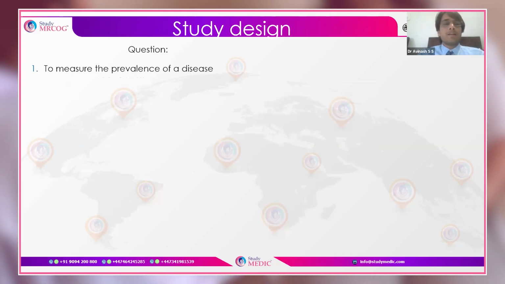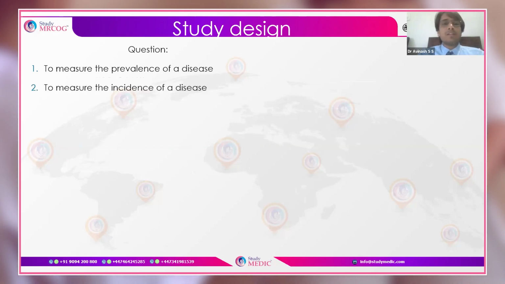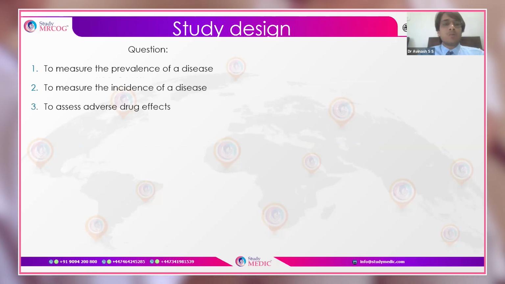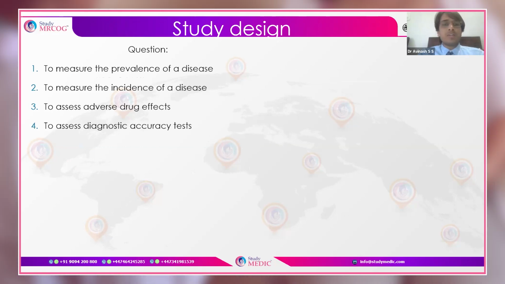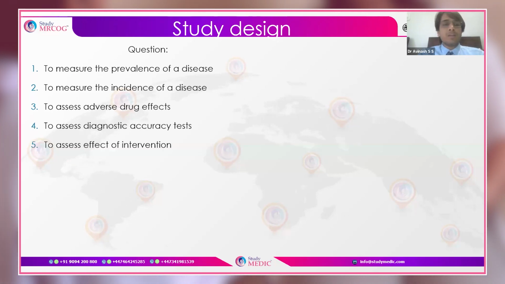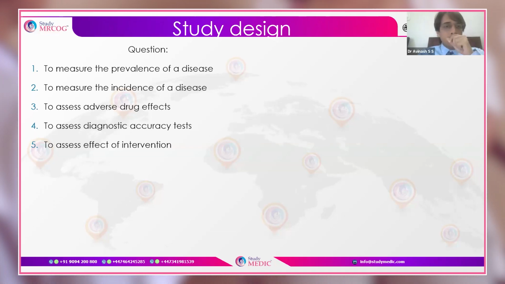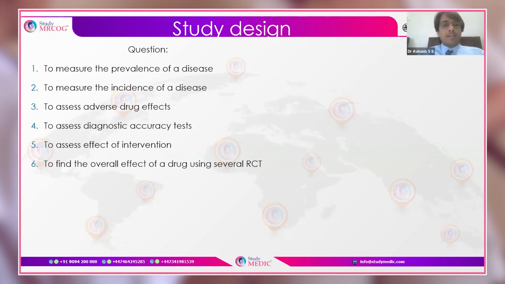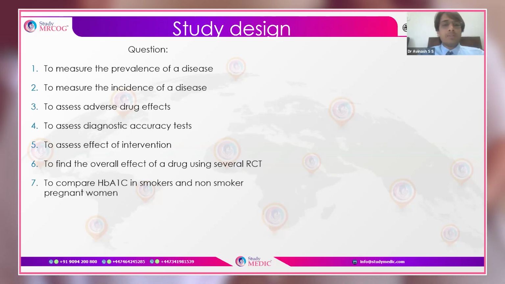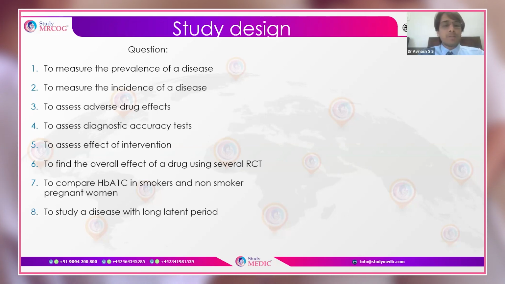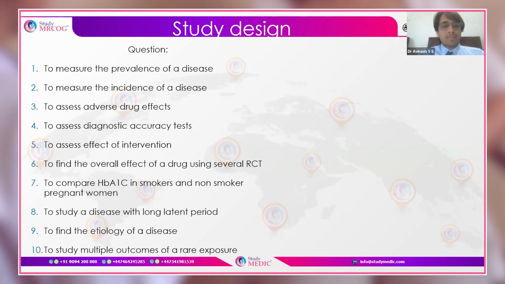design? Next, to measure the incidence of a disease, which is the best study design? To assess adverse drug effects, which is the best study design? To assess diagnostic accuracy tests, which is the best study design? And which is the best study design to assess effect of intervention? To find the overall effect of a drug using several RCTs. To compare HbA1c in smokers and non-smoker pregnant women. To study a disease with a long latent period. To find the etiology of a disease. And to study multiple outcomes of a rare exposure.